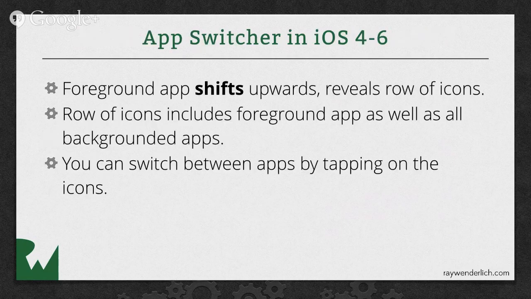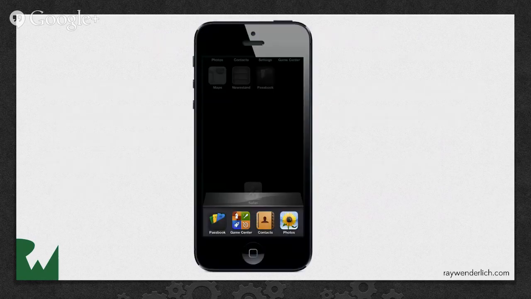All right, so first of all, the app switcher. So this is almost like ancient history, but if you recall, the app switcher from iOS 4 to iOS 6 looked pretty differently from what it looks like right now. If you had a foreground app and you tap the home button twice, the foreground app would shift upwards and show you a row of icons. And this row of icons would include the foreground app that you just backgrounded, as well as the rest of the backgrounded apps. And you could switch between apps by tapping on different icons. And just to refresh your memory, this is what the fast app switcher looked like in iOS 6 and previous. Pretty ancient, right?